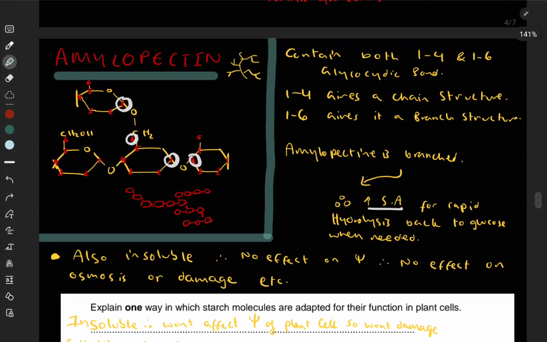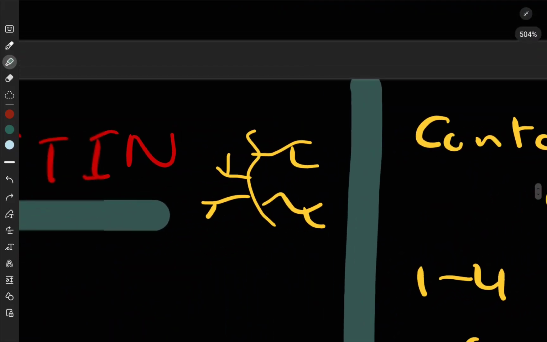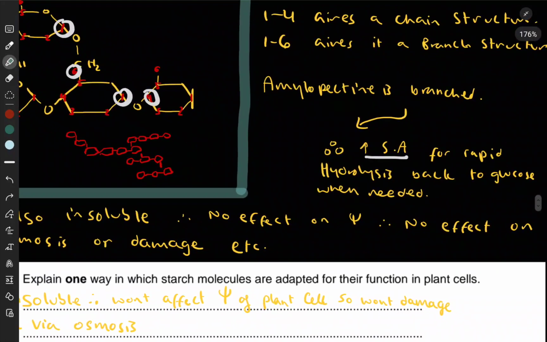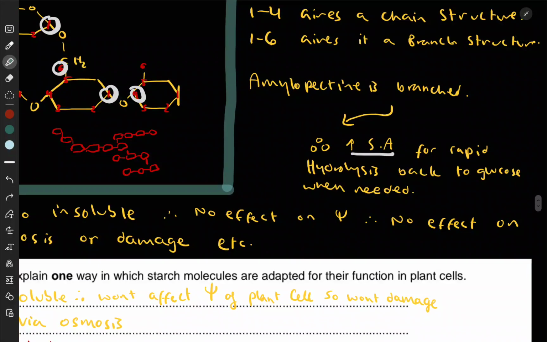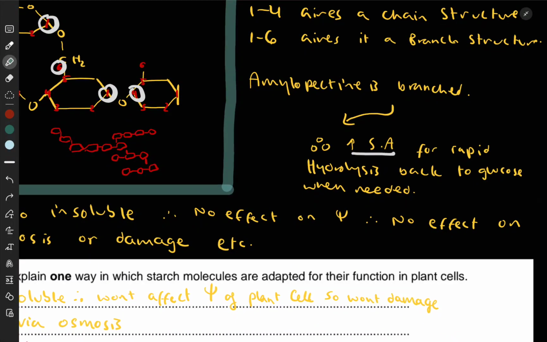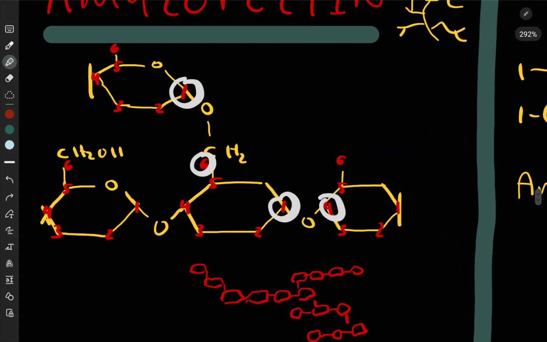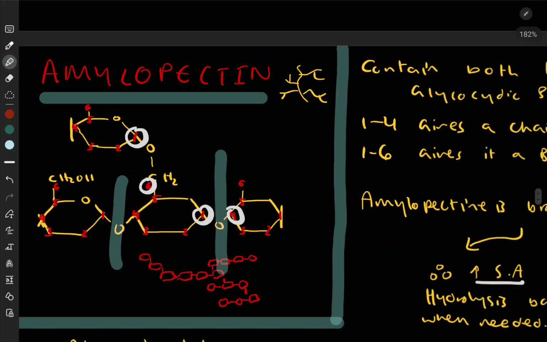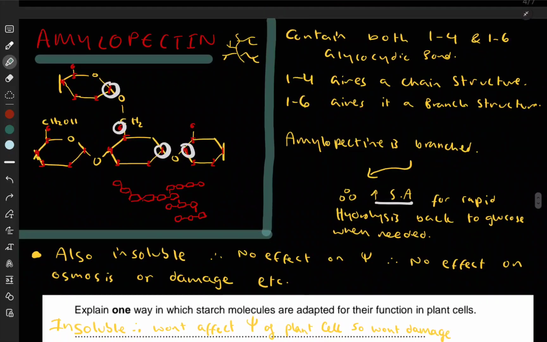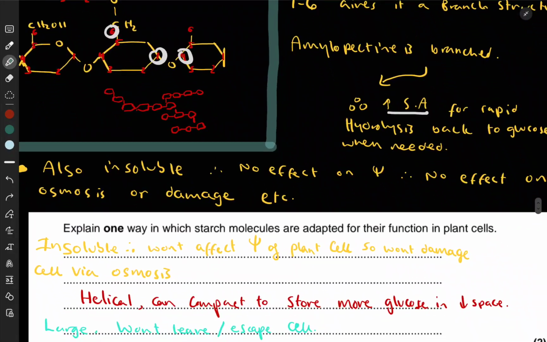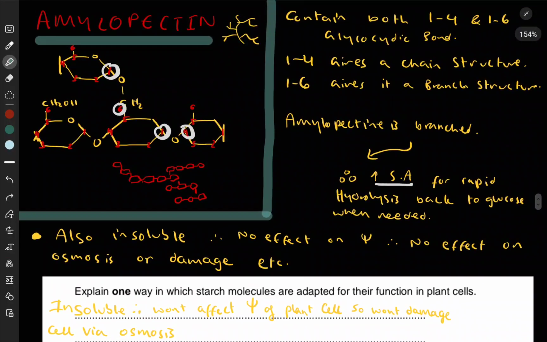Okay, so the fact that amylopectin is branched, as you can see in this simple drawing here, means that it has an increased surface area. There's more surface that is exposed. So there's an increased surface area for rapid hydrolysis back to glucose, because this molecule can be hydrolyzed to form glucose once again, because we know starch is a store of glucose. Also, as I said before, because it's insoluble, it won't affect the water potential, therefore it won't affect osmosis, therefore it won't cause damage.